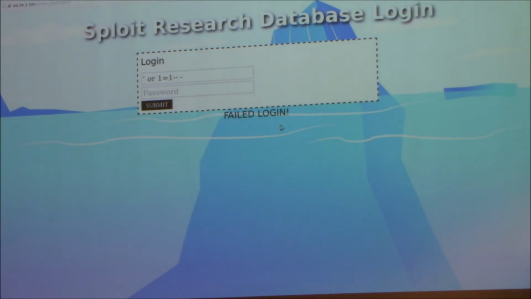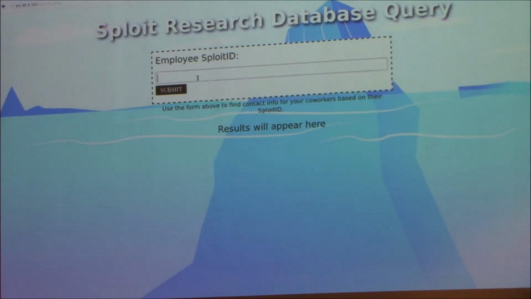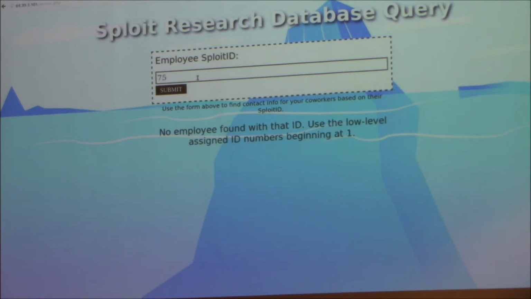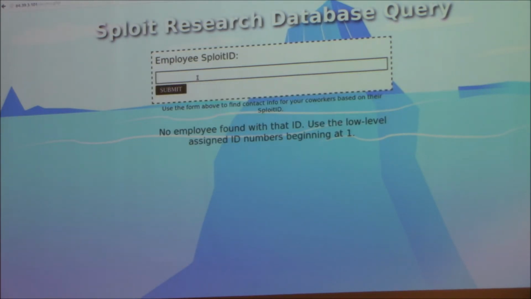So in the meantime, start working on the next one. Your goal here, you basically have a query to all the different employees now, so it's a different table you're dealing with. If you type in a number like 75, it says no employee found with that ID. Use low-level assigned ID numbers beginning at 1. If we try 1, we get somebody's information: first name, last name, and notes. We can start enumerating this manually, but if we go too high, no employee found with that ID.